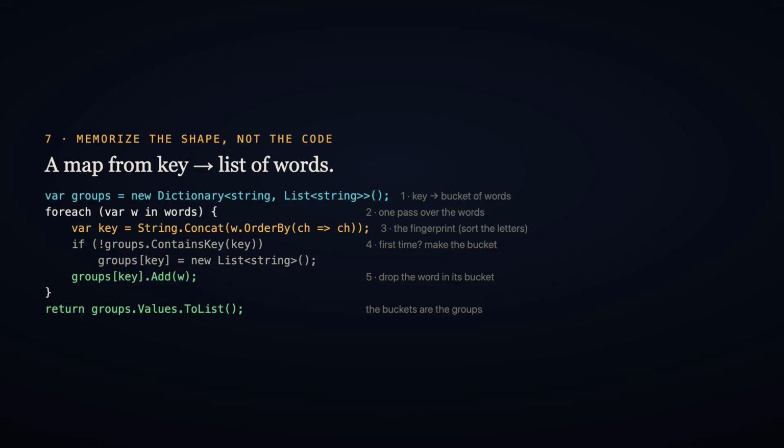That's it. It's the same remember-as-you-go skeleton as valid anagram and two sum. The only thing that changed is what we remember. Here, it's a bucket of words per fingerprint.